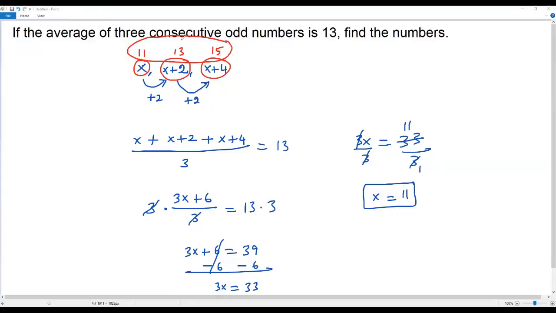Okay, we can verify our answer. If I find the average of these three consecutive odd numbers, it must be equal to 13 according to the question. Let's find the average of 11, 13 and 15. For that, we have to add the three numbers and divide by 3. 11 + 13 will be 24, 24 + 15 will be 39, over 3. 3 goes into 3 one time, 3 goes into 9 three times. So I'm getting 13. So the average of 11, 13, 15 is 13. So the answer we got is correct. The required three consecutive odd numbers are 11, 13 and 15.